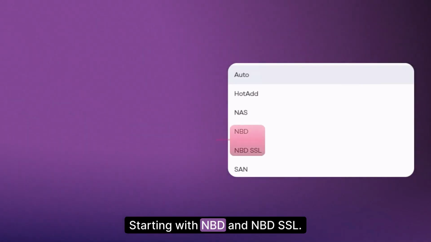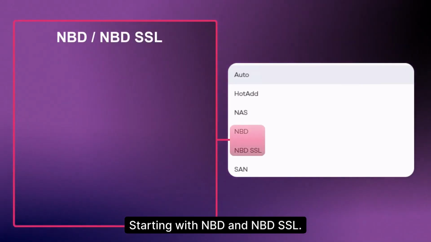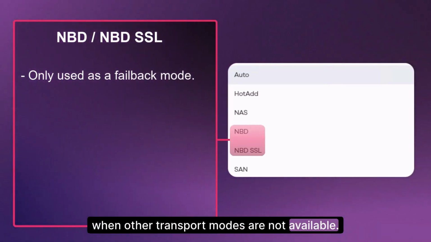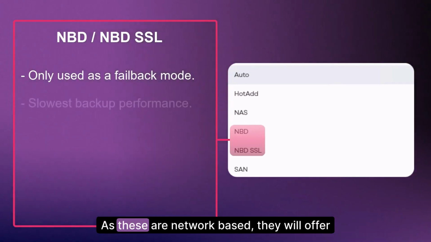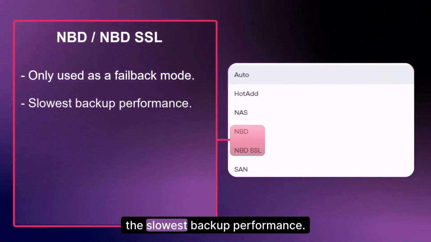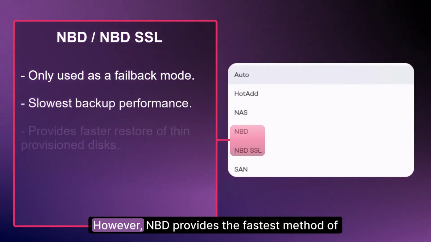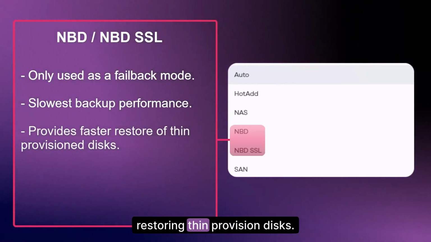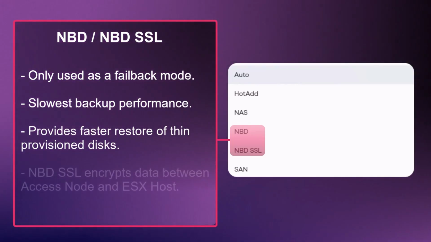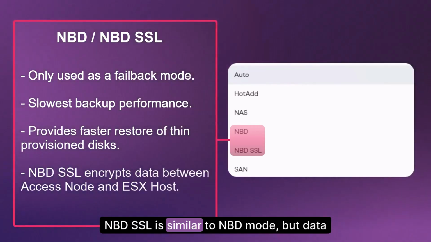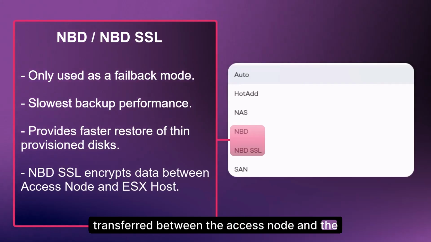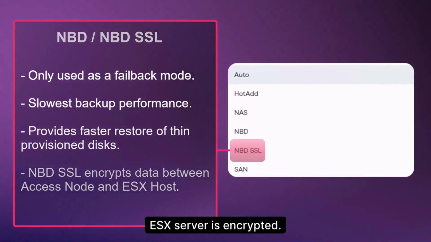Starting with NBD and NBD SSL. These modes should serve as a fallback when other transport modes are not available. As these are network-based, they will offer the slowest backup performance. However, NBD provides the fastest method of restoring thin provisioned disks. NBD SSL is similar to NBD mode, but data transferred between the access node and the ESX server is encrypted.